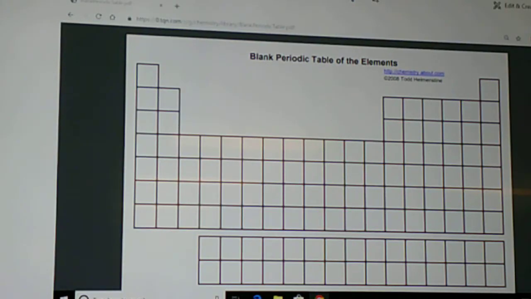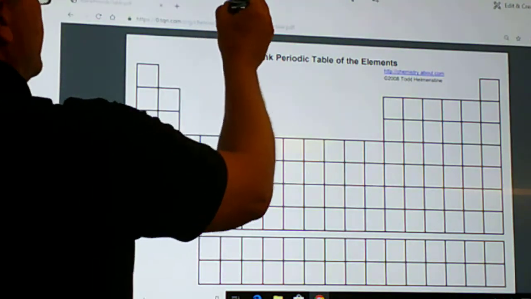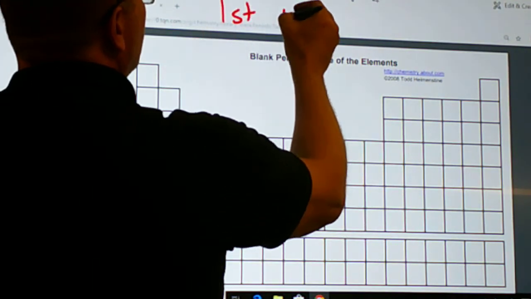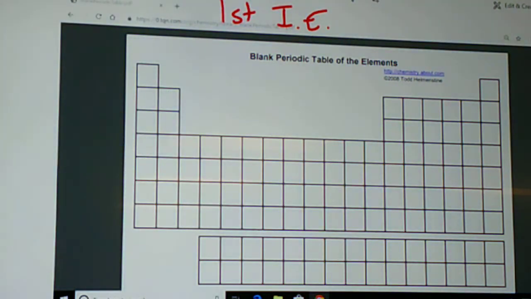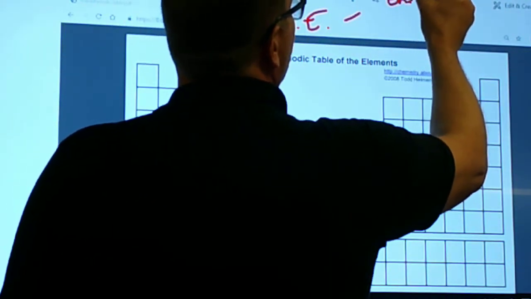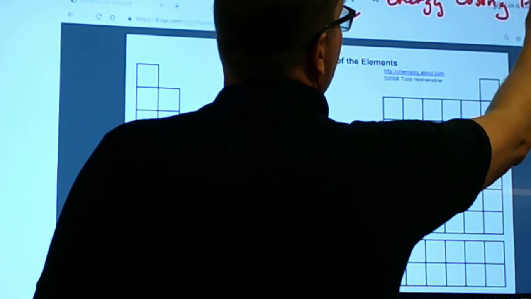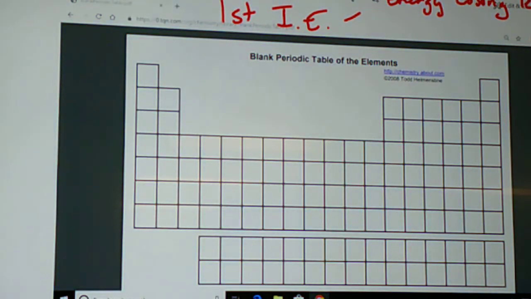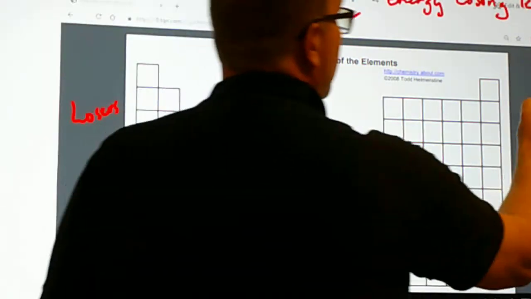Okay, now we're going to do something a little bit different. Remember we did the first ionization energy. This is specifically with this. So with this one, this is going to be the energy losing 1 electron, which is what your chart's going to show, or the arrow diagrams. So again, these are my losers, and these are my gainers.